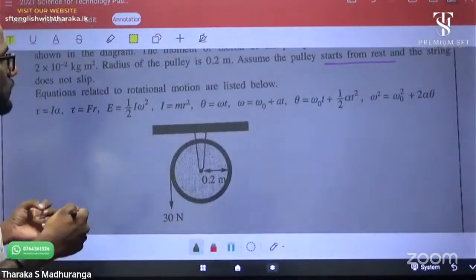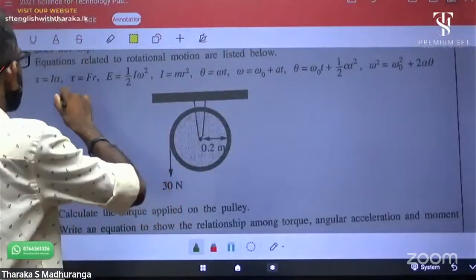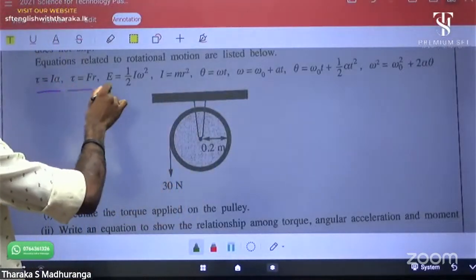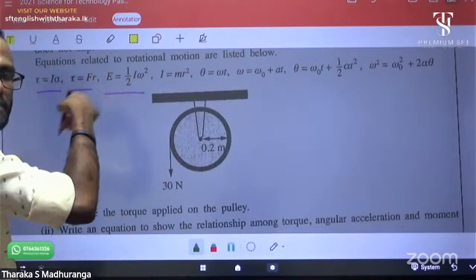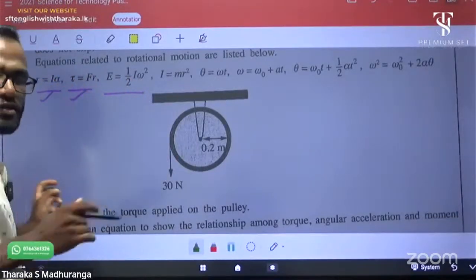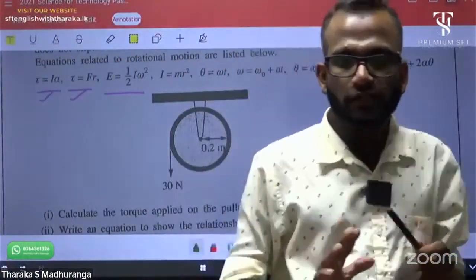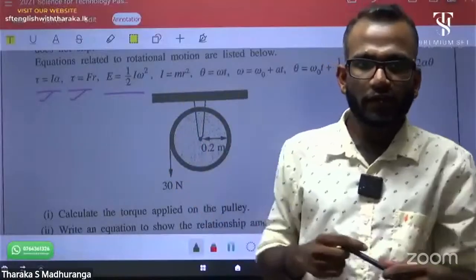Equations related to rotational motion are listed below. Some of the equations are given: torque equals I alpha, and torque equals F R. These are my torque equations. Both torque equations are given.